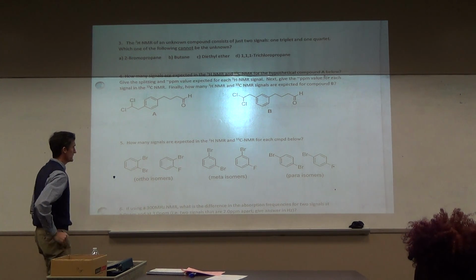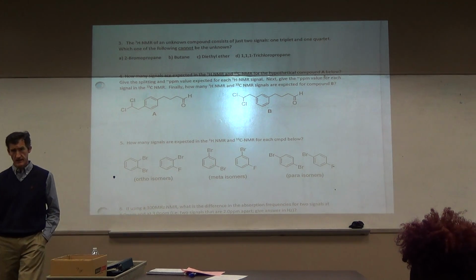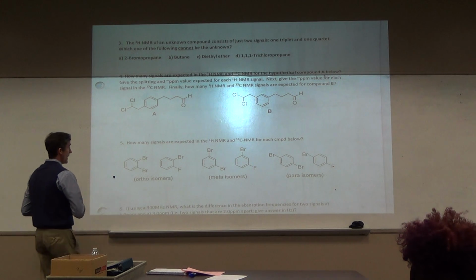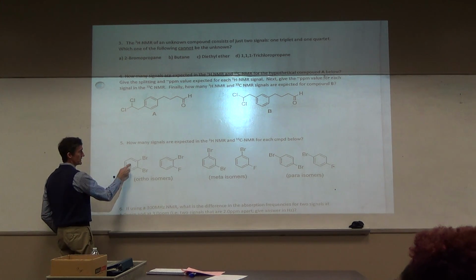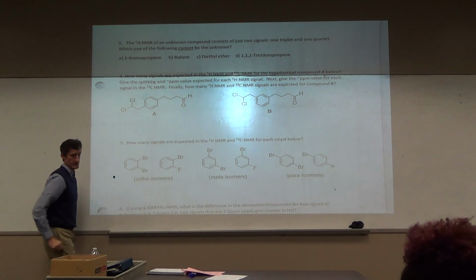Also, there's a difference between if the substituents are the same or different. Because you can't just say 2 substituents and have the answer. If they're the same substituents, then you're going to get a different answer than if it's different substituents. So, for example, here there's only 2 signals. But here there's 4 signals.